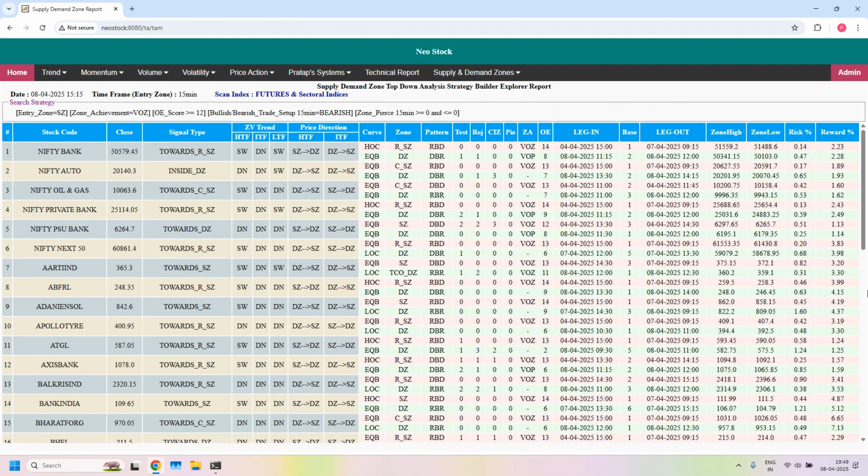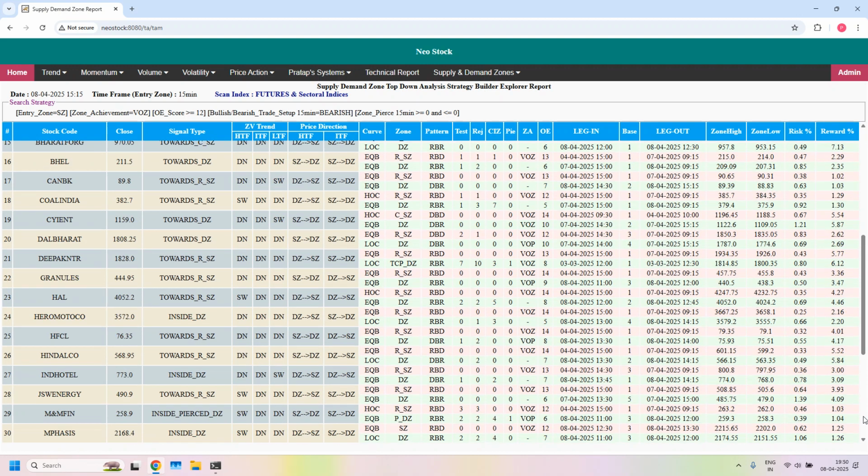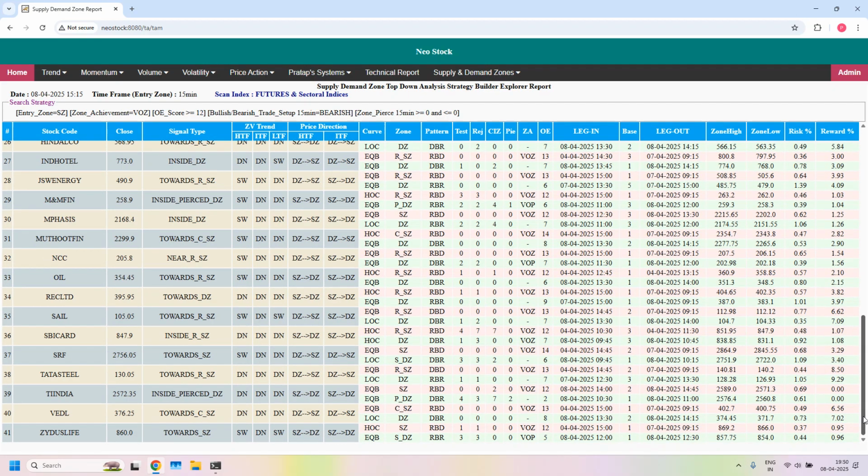With these filters, we got 41 stocks. Currently, these 41 stocks are supporting bearish trade setup for daily income trade. And the entry time frame zones are 15 minute supply zones. Okay, first 15 stocks in the list. I am scrolling the list down. Okay, total 41 stocks are filtered.